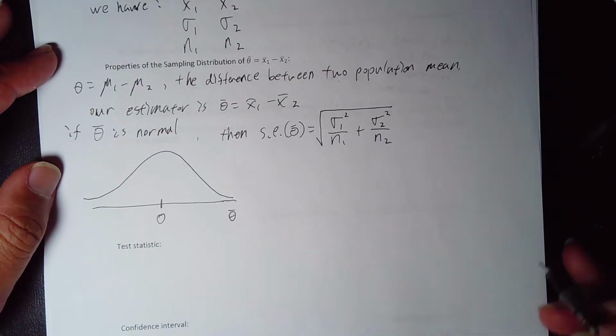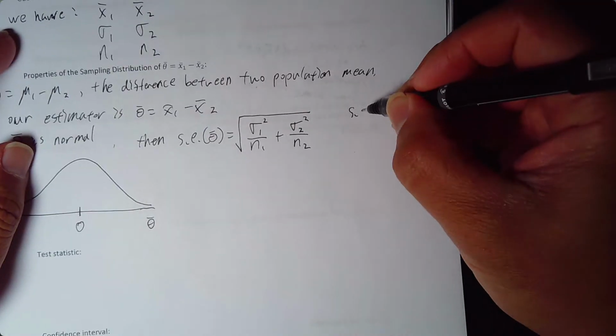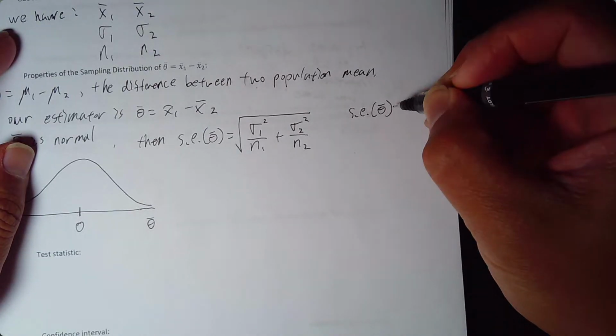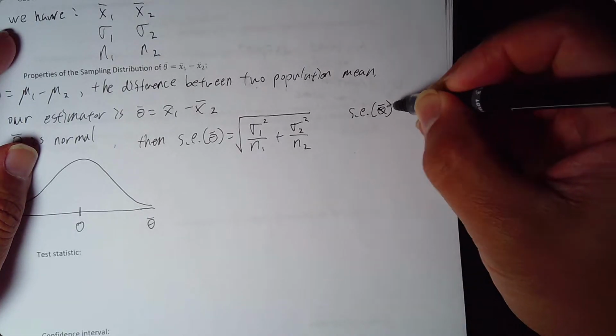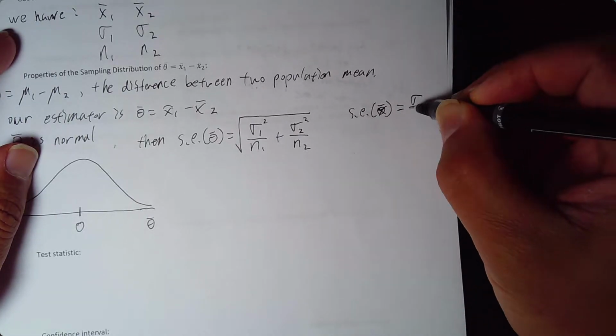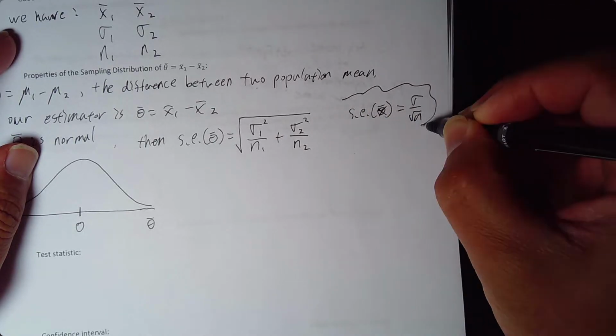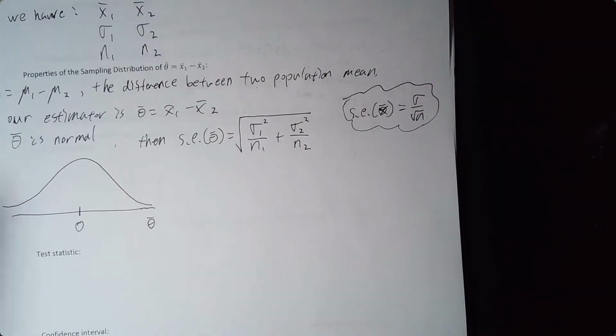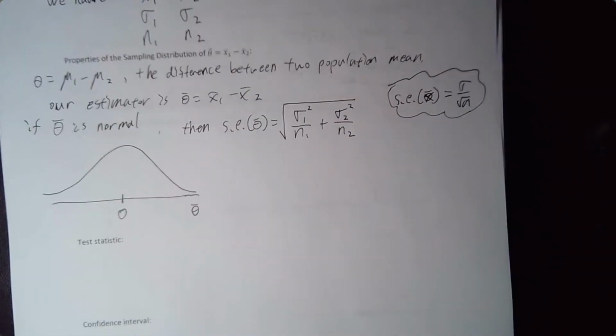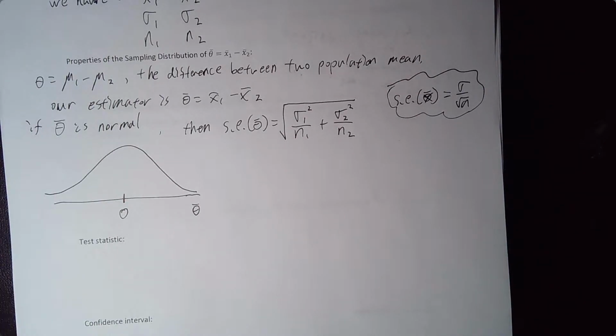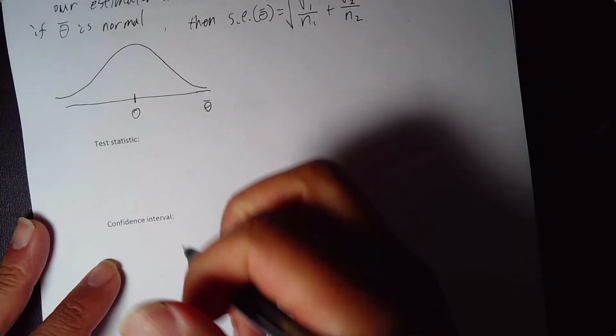This is analogous to the standard error that we worked with before for x bar, which is sigma over root n. So this is basically the same way. You can look at that as kind of a weighted average. And that's it.